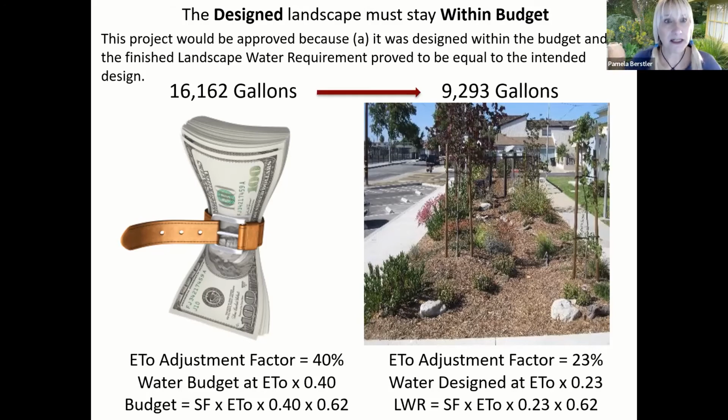If the water budget is higher than the design plan, you're in good shape. If the water budget is lower than your design plan, you now have to change things. You need plants with a lower plant factor. You need to get rid of a water feature. You need to change out your irrigation to something that's more efficient so that you can bring your estimated total water use down below your water budget.